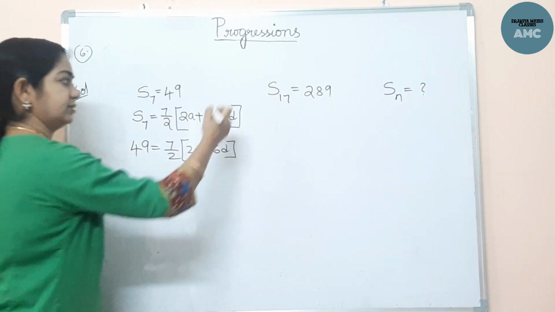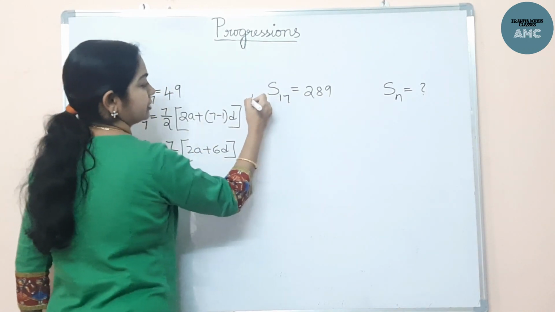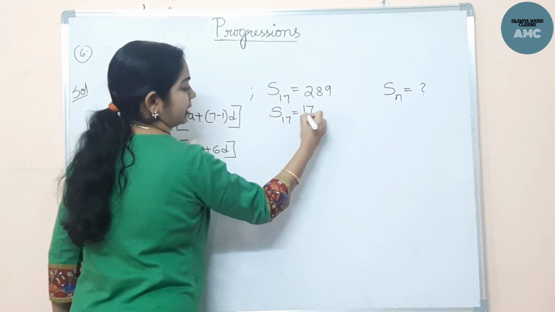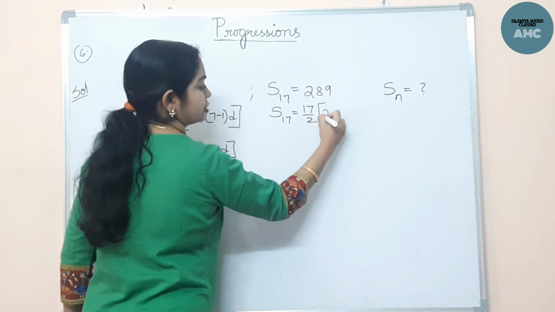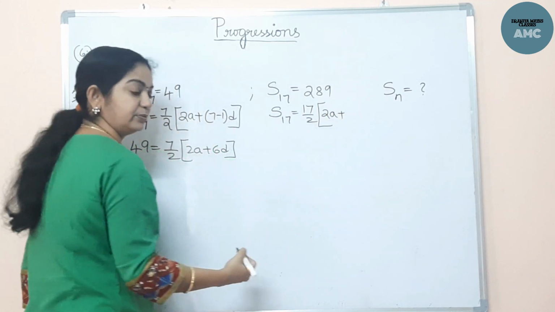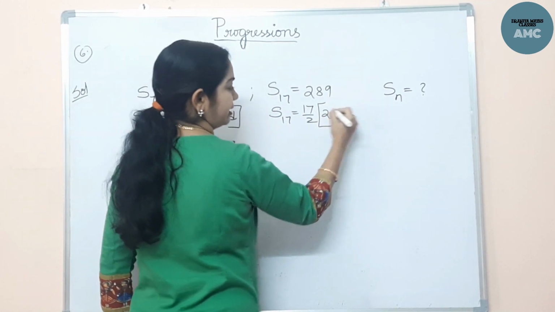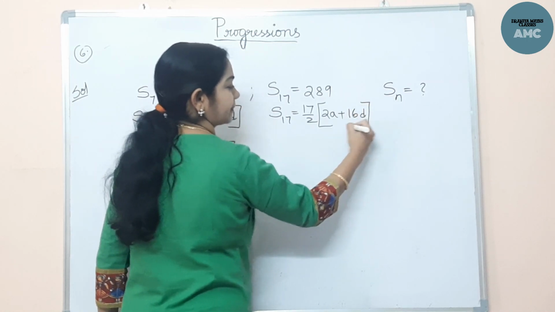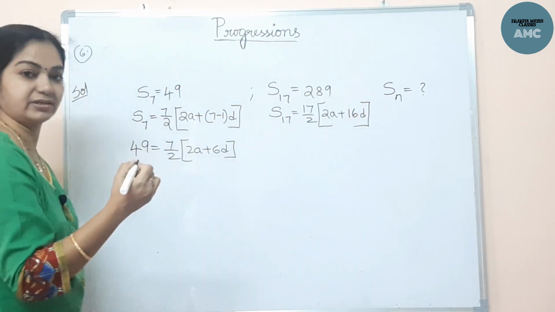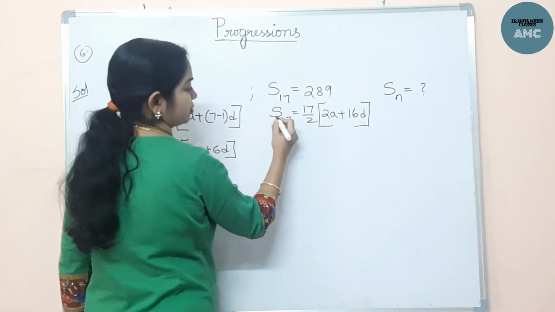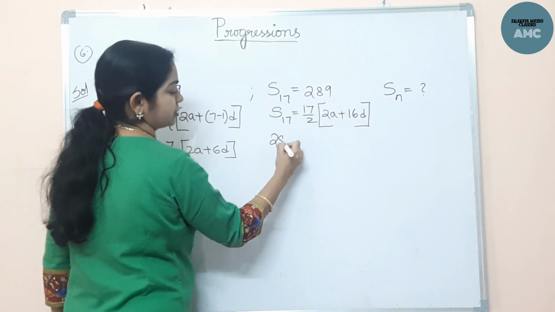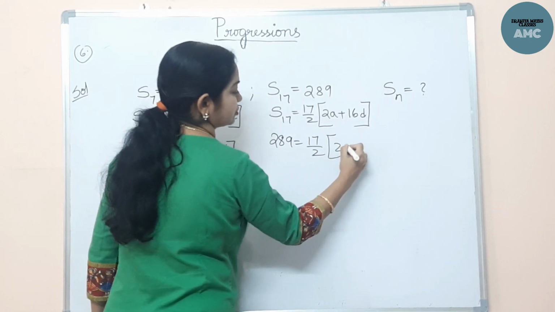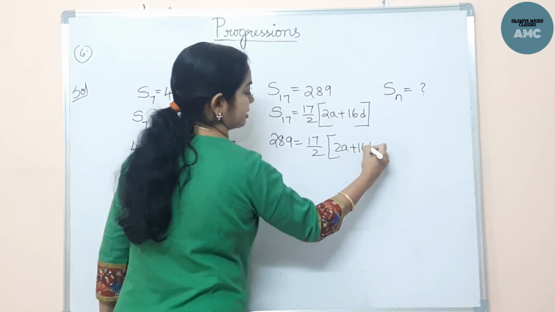The same way we will do S17, that means n by 2, 2A, we don't know the A value, we don't know the D value, n minus 1, 17 minus 1 is 16D. So here S17 is also given: 289 is 17 by 2, 2A plus 16D.